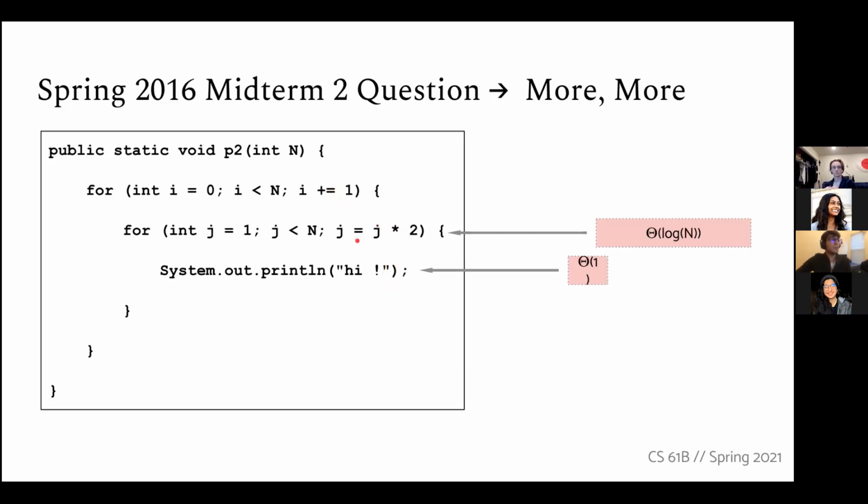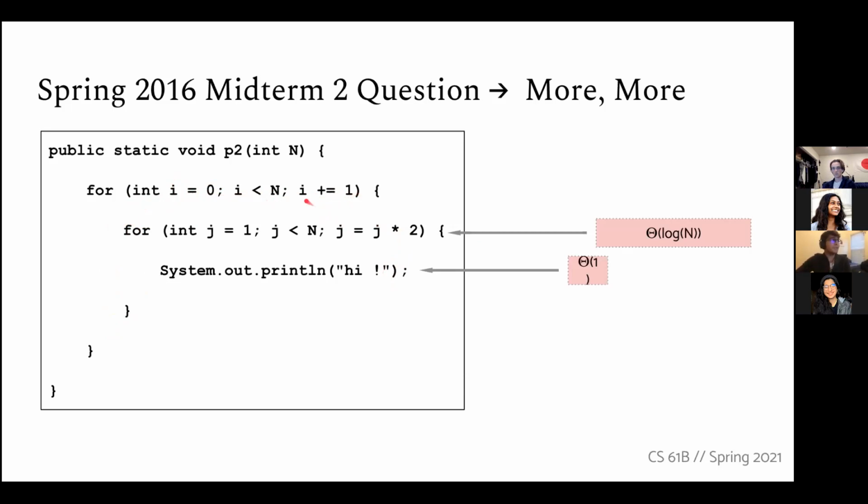And again, the reason we multiply is just because when i equals 0, this entire for loop is going to run, right? So it's going to do theta log of n work. Then when i equals 1, it's going to run all the way through again. When i equals 2, it's going to run all the way through again. And that's why we're multiplying. We're not adding the terms. It's because for each i, this whole thing is going to run. And that's why we want to find out how long i is going to take.